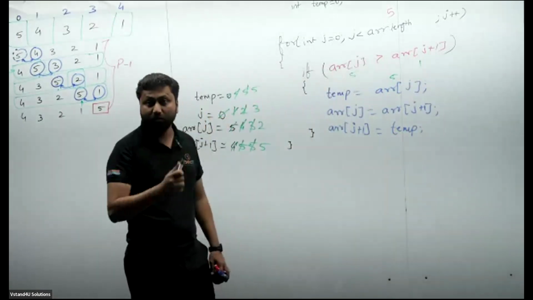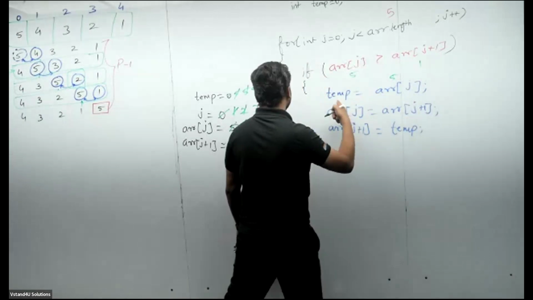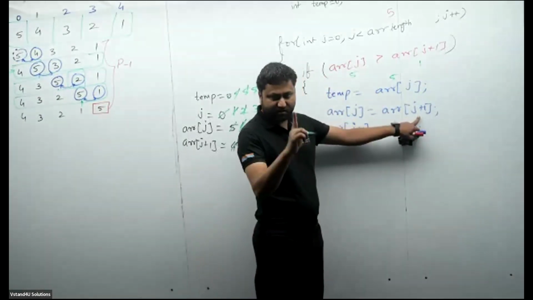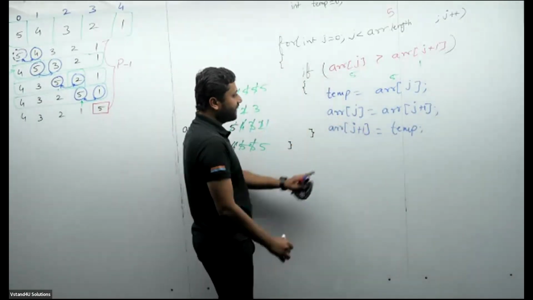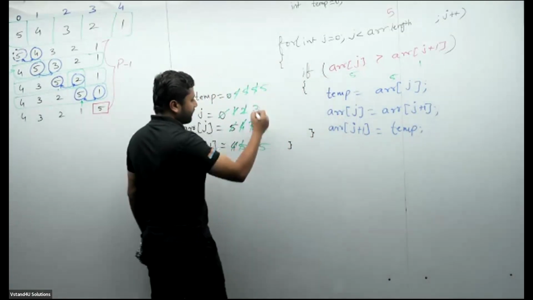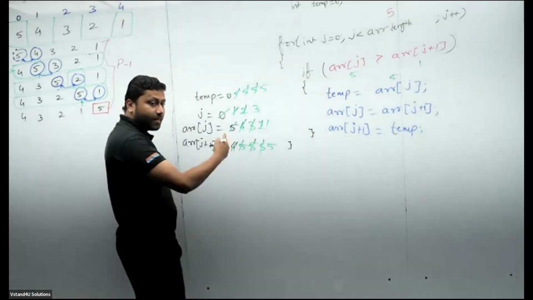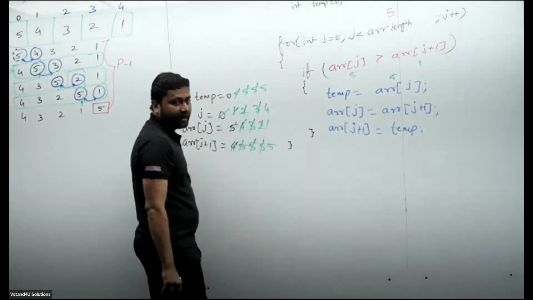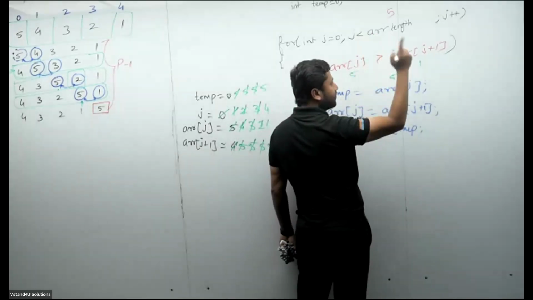Is the condition still true? Then again, arr[j] value is 5, will be kept in temp. Temp becomes 5. Agree? arr[j+1] is 1. That should be assigned in arr[j]. Done, sir. Then arr[j+1] will be initialized with the value of temp, that is 5. Done. Till here clear? After this, j has been incremented to 4. 4 less than 5, condition is still true.